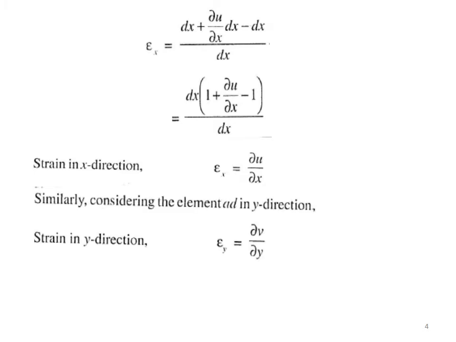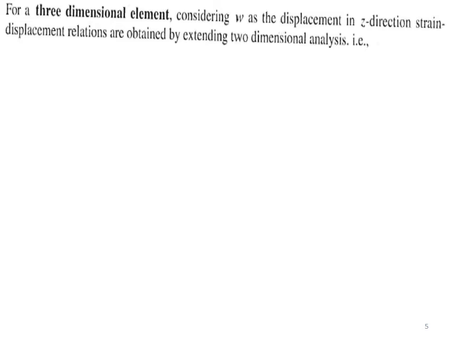Similarly, considering the element AD in the y direction, the strain in the y direction, epsilon y is equal to del v by del y. The shear strain gamma xy is equal to del v by del x plus del u by del y. So that is for a 2D element.